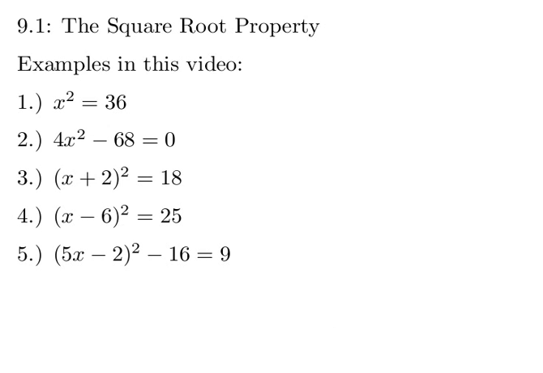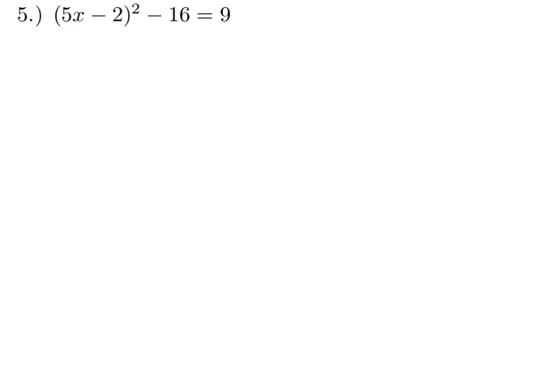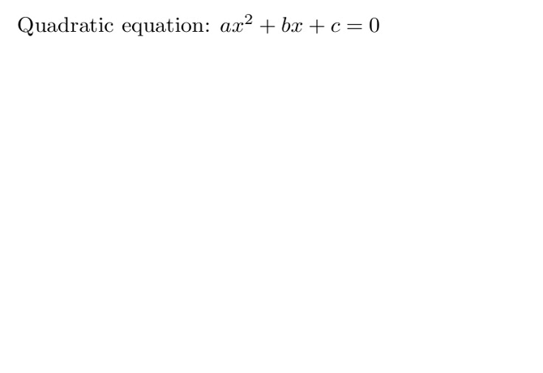Now, the square root property applies, and this is kind of theory, when you have a quadratic form. Remember, whenever you have a quadratic form, ax squared plus bx plus c equals 0. So this is a quadratic equation.